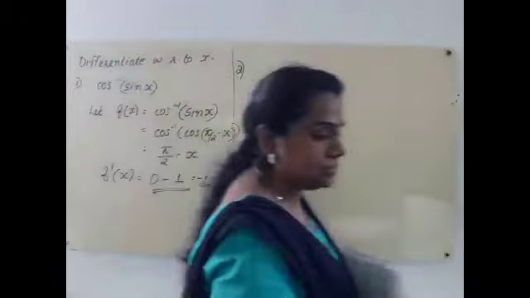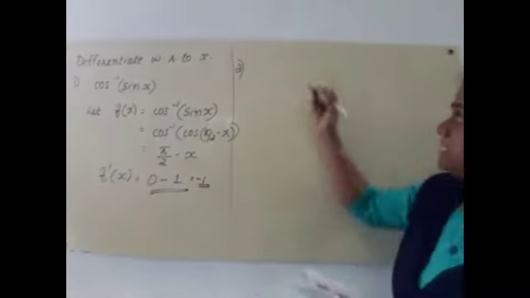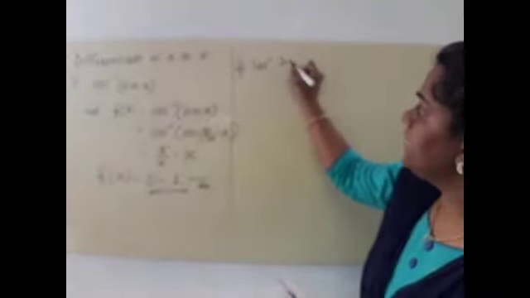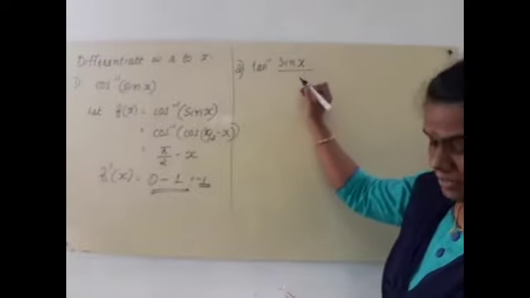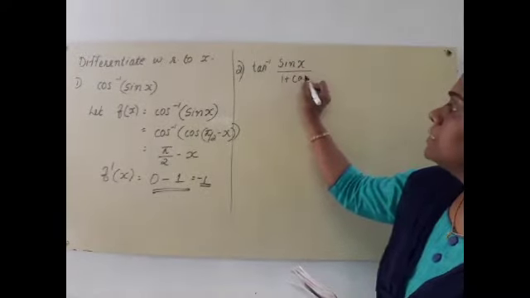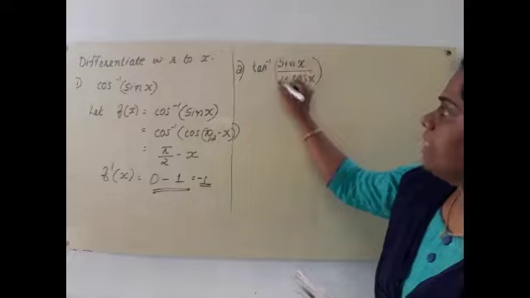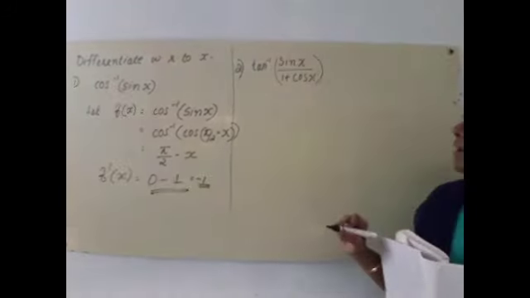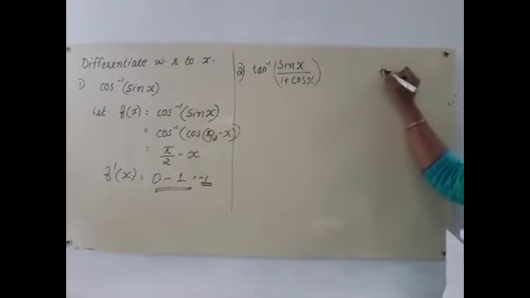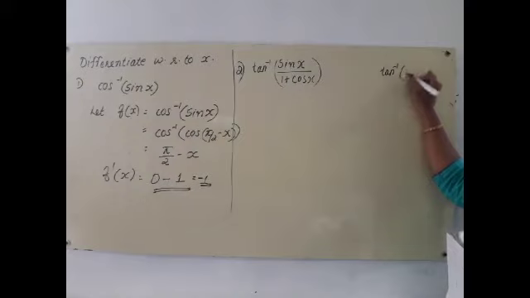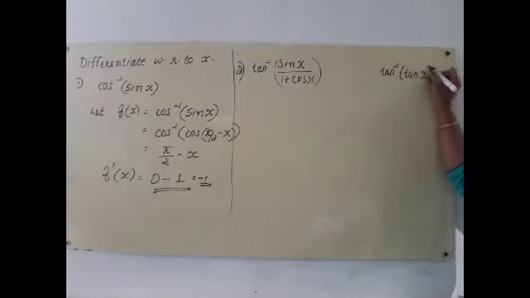Second question. Differentiate with respect to x: tan inverse of sin x divided by 1 plus cos x. We know the result, tan inverse of tan x is equal to x.